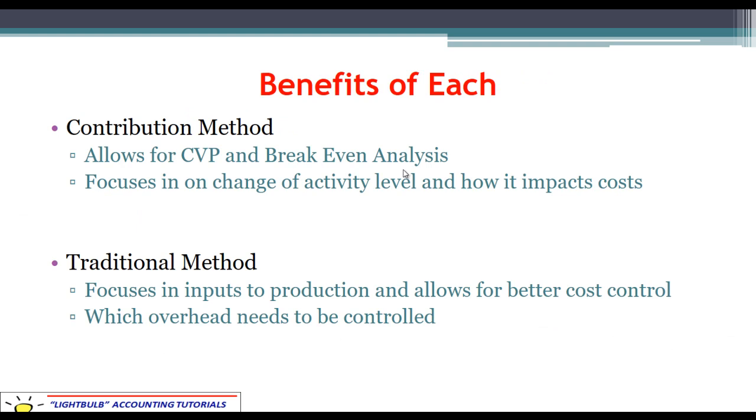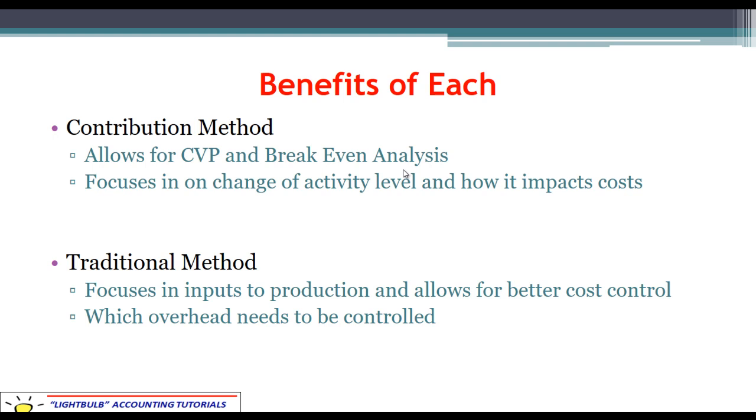Now, there are benefits to each of the methods. For the contribution method, basically, the main benefit here is that we can use our cost volume profit analysis with this method. One of the components of cost volume profit analysis is simply break-even analysis. This allows us to focus in on the change of activity level. We sell more units, we sell fewer units, and we can focus in on how it impacts cost. Because keep in mind, we know that a change in activity level should not impact fixed cost. It'll only impact variable costs.